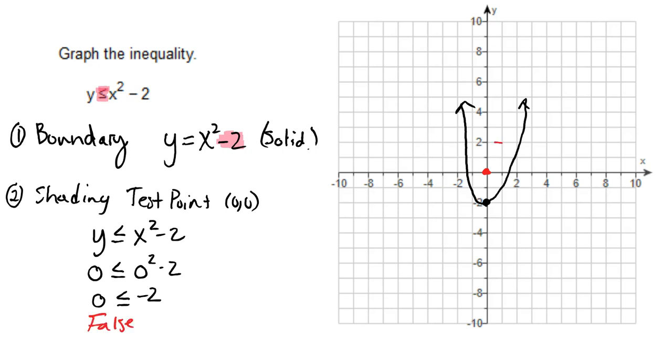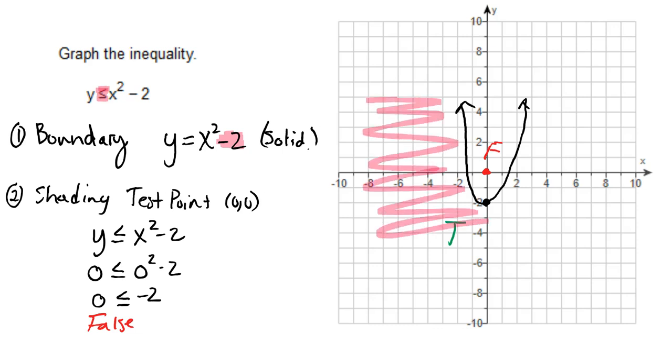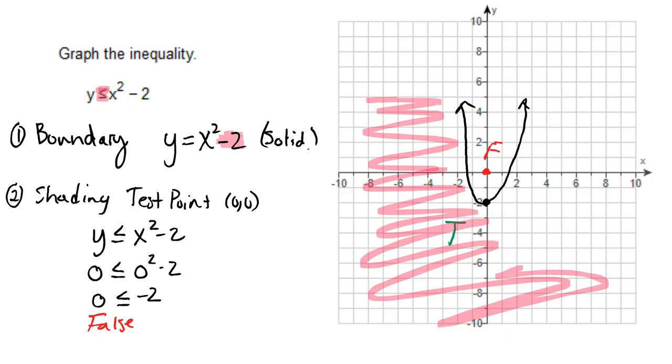So our test point came out false. And that means all of the ordered pairs that are on the same side as that test point will also be false. We want to shade the side that contains true statements. So that's going to be the other side of the boundary line. So we're going to shade this side that does not contain the test point.